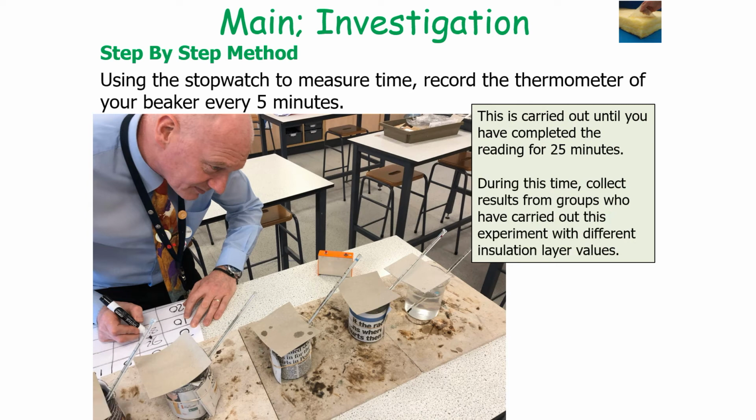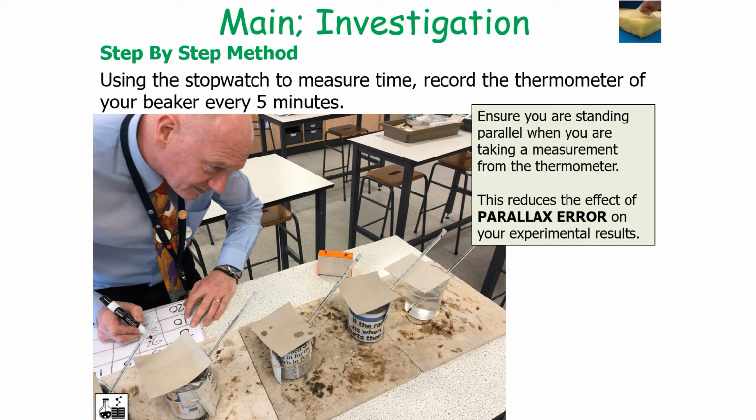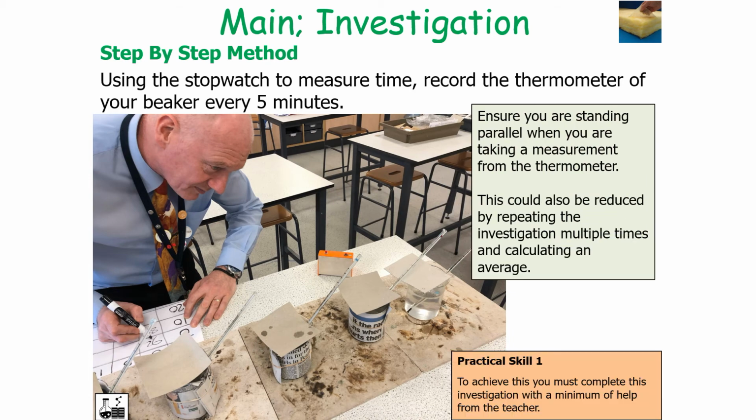Now, once you've done this, collect your results from the other groups who've carried out the experiment with the different insulation layer values. Now, just to clarify, when you're taking your thermometer measurement, please ensure you stand in parallel. Otherwise, you will gain a parallax error on your experimental results. Now, you could also reduce this by repeating the investigation multiple times and calculating an average.